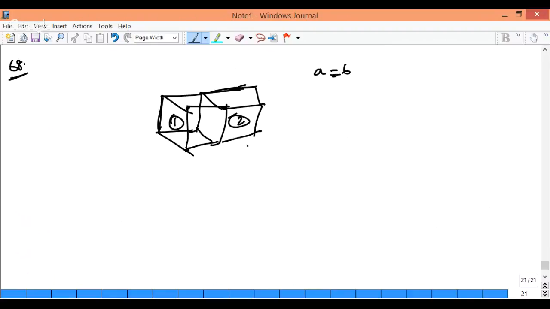Now see here, in a cube we have 12 faces. Sorry.